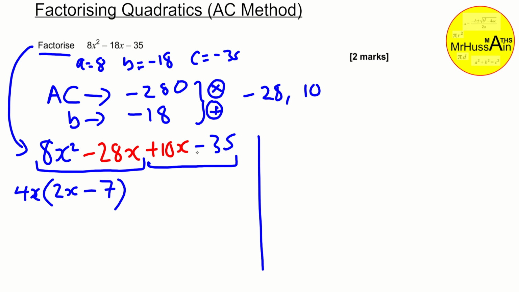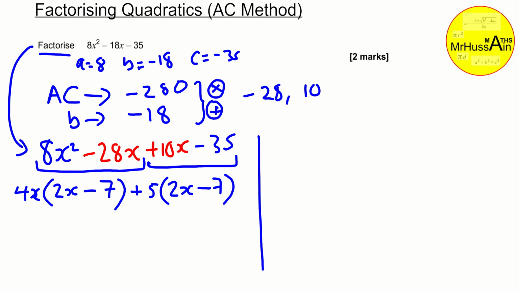What number goes into both? That is positive 5. 5 times what will give me 10x? 2x. 5 times what will give me minus 35? That's minus 7. You will notice the bracket will always be the same. If it's not, you've done something wrong.